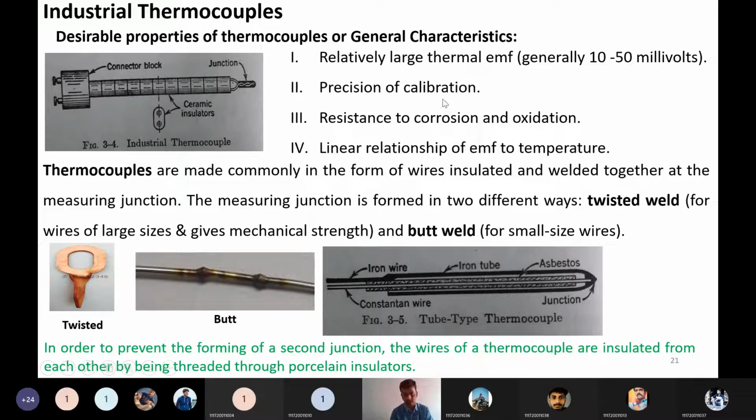Next point is the precision of calibration. So what is this one? Thermocouples must be capable of being calibrated to a standard EMF temperature relationship and should maintain that calibration without any drift over a long period of time.